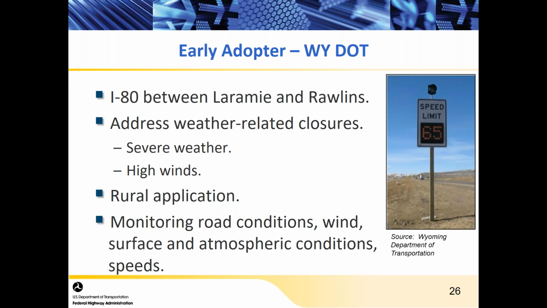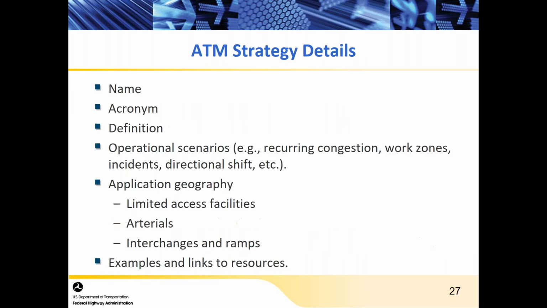Another early adopter in the rural application is Wyoming. Along I-80 between Laramie and Rawlins, the Wyoming DOT had severe weather events and high winds that were creating closures that generated congestion along that route, and so they deployed variable speed limits along this route to help mitigate some of the situations associated with the weather. So they could reduce speeds in response to road conditions, wind surface, and atmospheric conditions to hopefully offset the impacts of the bad weather and reduce the likelihood of crashes.